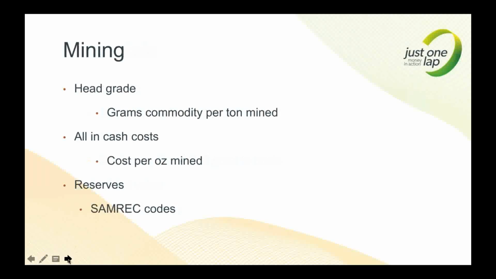Mining, head grade. In other words, of every ton of rock that you pull out of the ground, how many grams of whatever you're mining are you doing? Now, if you're in iron ore, your head grade is giant. If you're in coal, your head grade is massive. But if you're in gold and platinum and the like, your head grade's often 3 grams, 5 grams. You've got to pull a ton of rock out of the ground to get 2 or 3, 4, maybe 5 grams of the commodity.